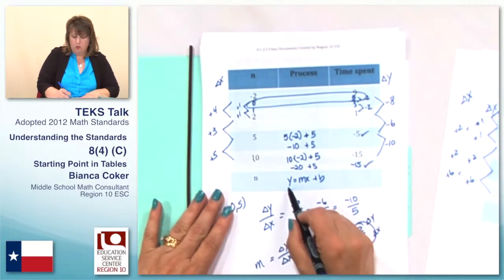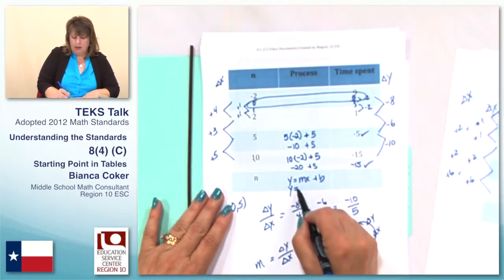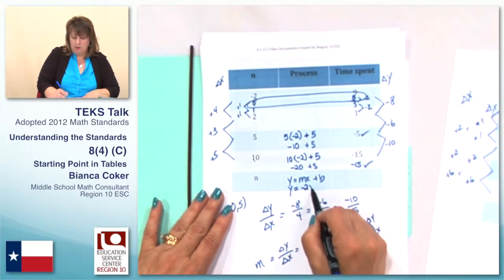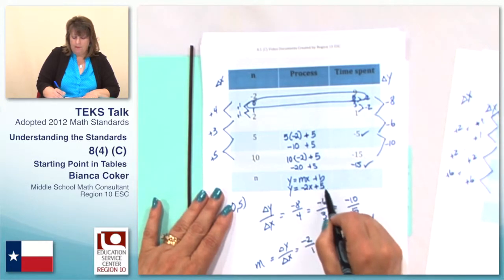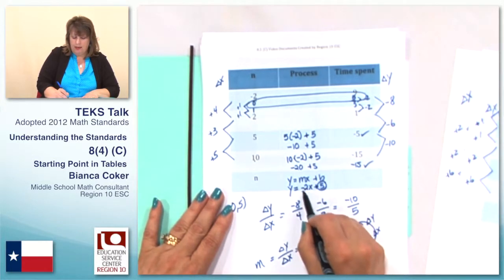So we know that our equation is y equals negative 2x plus 5. This is my starting point and there's my slope.